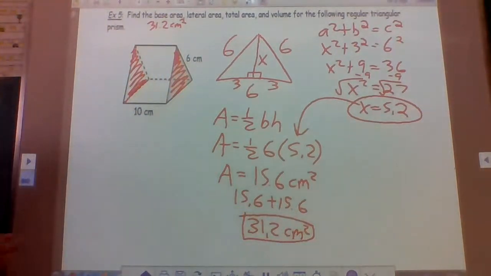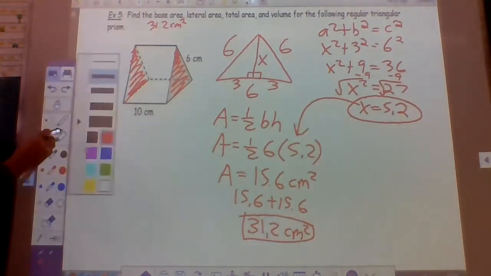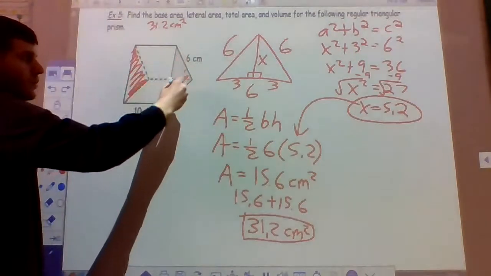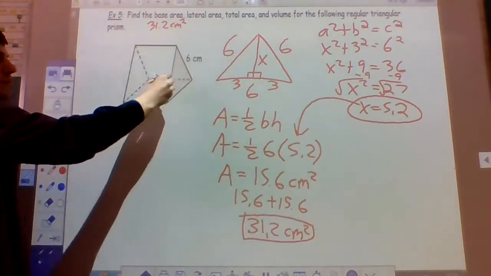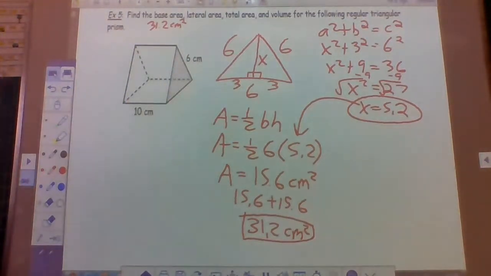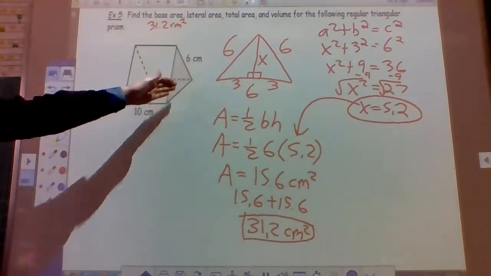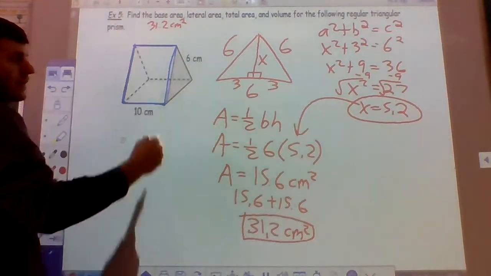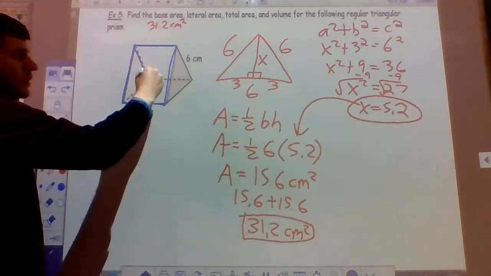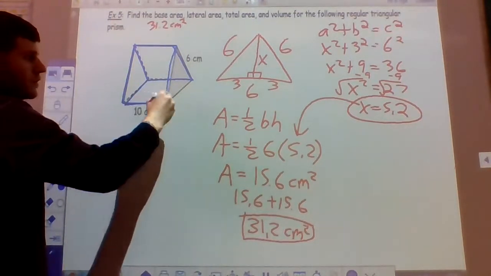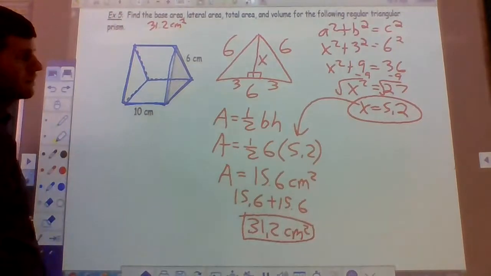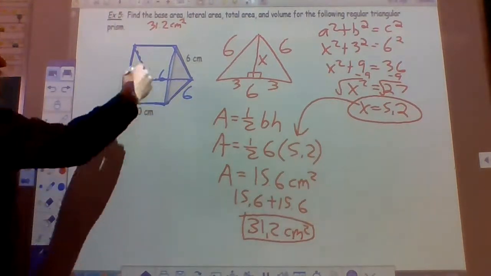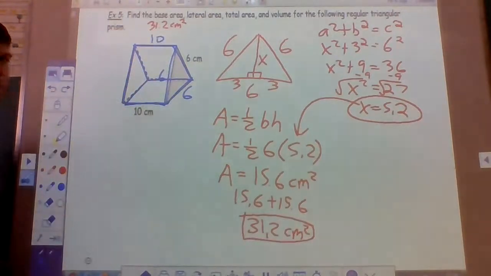Okay, we want to find the lateral area now. This is a triangular prism, so there are 5 total faces. There are 2 bases, meaning there are 3 lateral faces. The 2 bases were the triangles. Now we have 3 rectangles that connect those 2 bases. There's 1, there's 2, there's 3. And the triangle sides are 6 and 6. This is 10 here and 10 in the back.